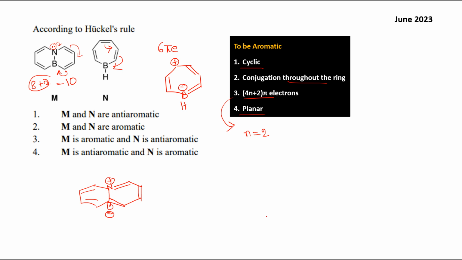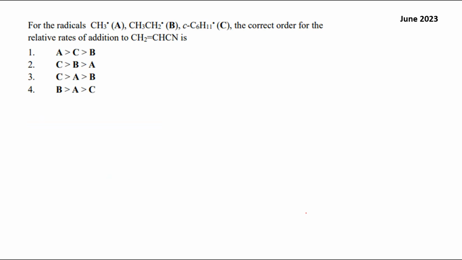The total number of electrons is 6 pi electrons. So when you put n equal to 1 in this formula, we can say that this is also fulfilled. As all the conditions are fulfilled for both species, both these species will be aromatic. Option 2 will be the correct option.